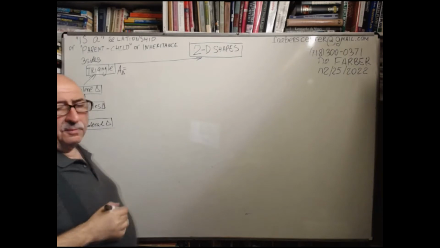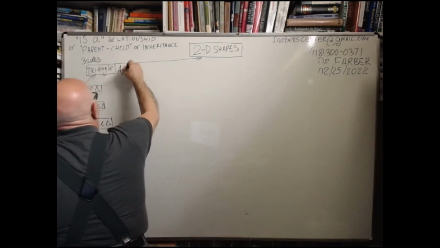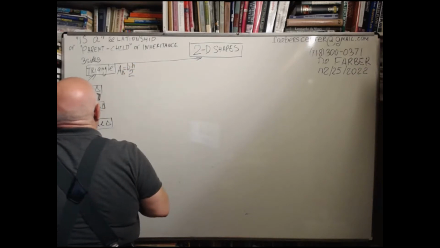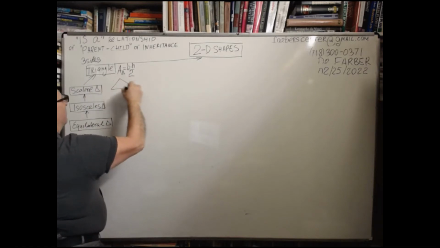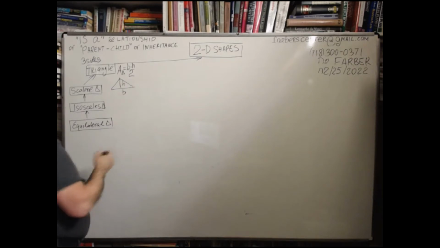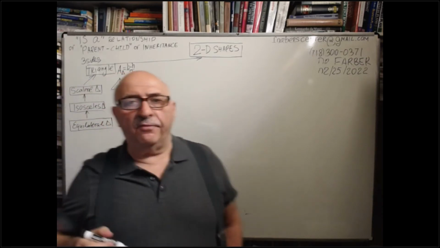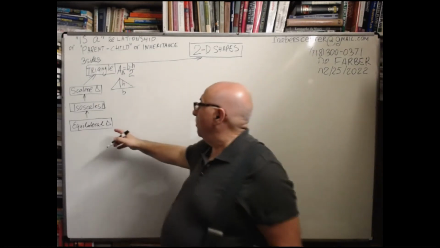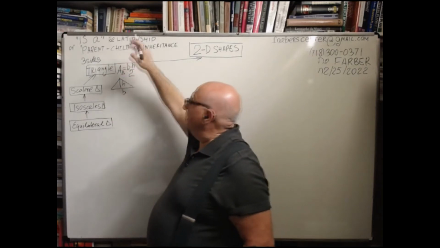Base times height divided by 2. Excellent. If you have any triangle, a scalene triangle, and this is the base, and this is the height, you can easily find this. But since this has a nice hierarchy of inheritance, it's applicable for any child of this class. So automatically it goes to all of them.